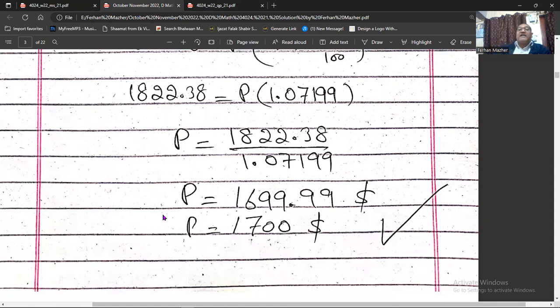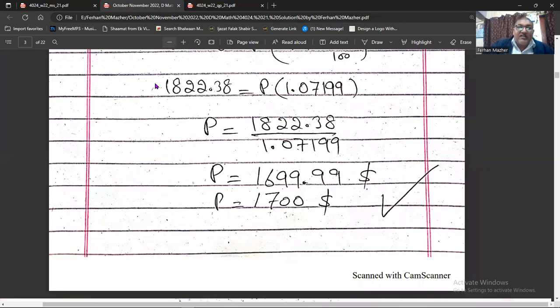So 1822.38 divided by 1.07199. So the principal amount will be $1699.99. So when you round it off, it is $1,700. So the principal amount was $1,700.